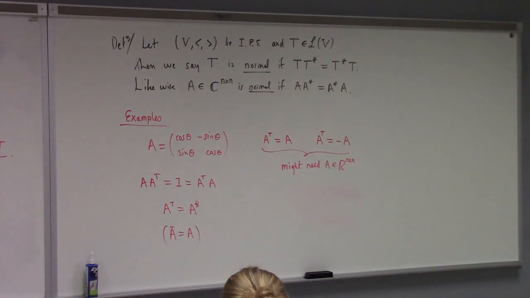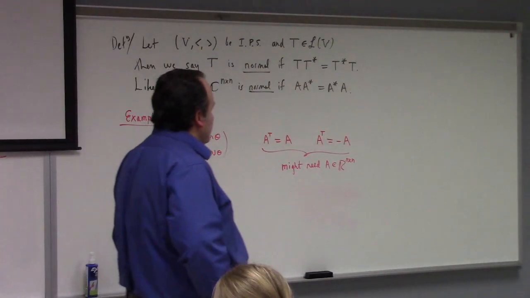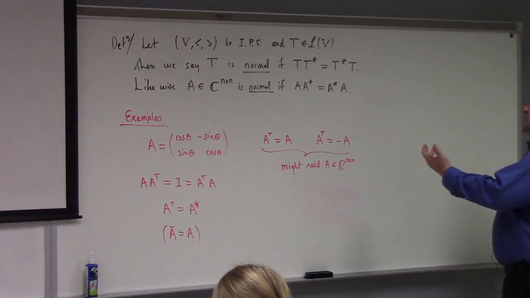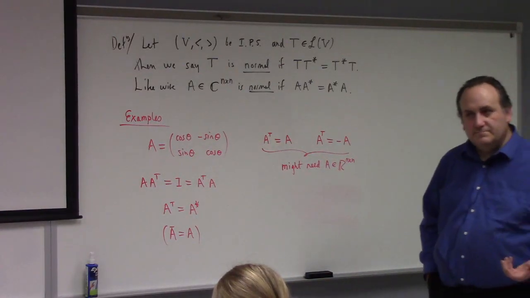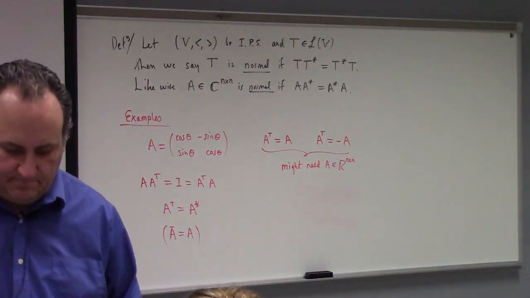Let's see here. Okay, so this is what we mean by normal. A transformation is normal if T times the adjoint is the adjoint times T. A transformation is normal if it commutes with its adjoint. All right? A transformation is normal if it commutes with its adjoint.